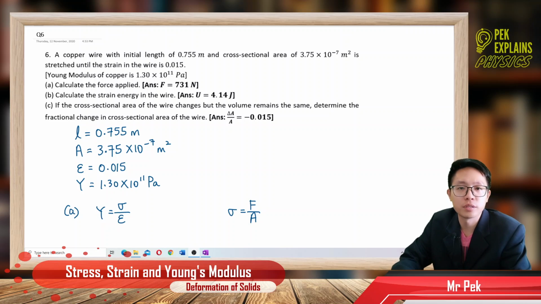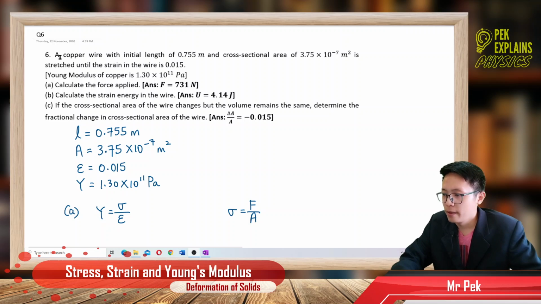Alright, here comes question 6. A copper wire with initial length 0.755 meter and cross-sectional area of 3.75 × 10^-7 meter square is stretched until the strain in the wire is 0.015. Young modulus of copper is 1.3 × 10^11 Pascal. Calculate the force applied and the strain energy.